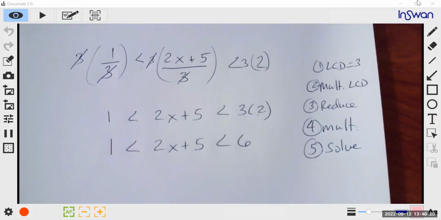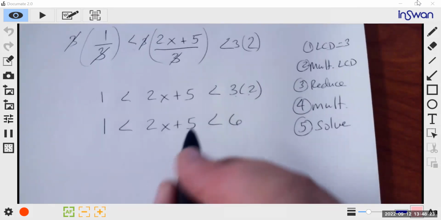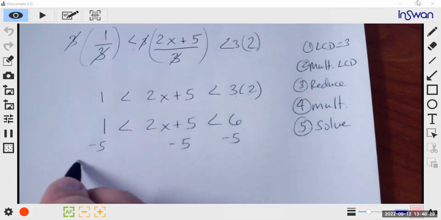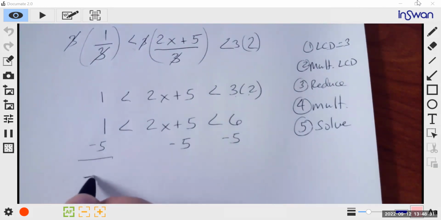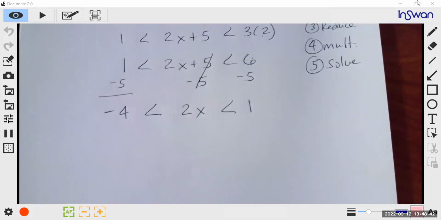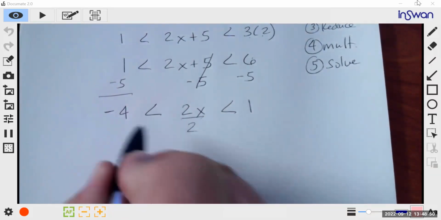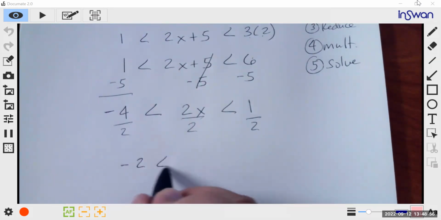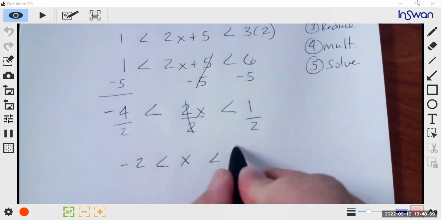So what do you have to get rid of first? How? Subtract 5. So 5 is bigger than 1, it's negative. 5 minus 1 is 4. 2x. 6 minus 5 is 1. Next step. Divide each term by 2. 4 divided by 2 is 2, so it's negative 2 less than x, less than 1/2.